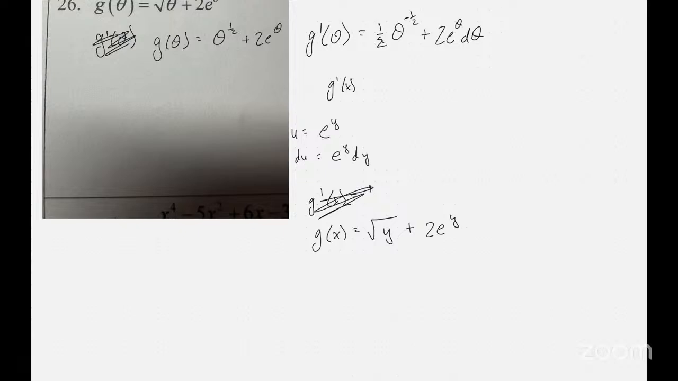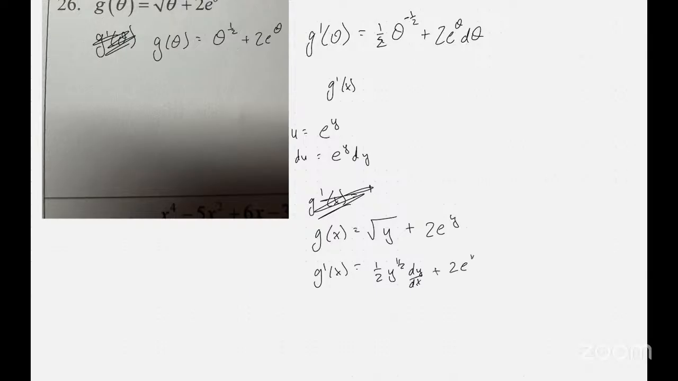So g prime of x equals 1/2 y to the 1/2 times dy with respect to x. That's the chain rule part. Plus 2e^y dy/dx. That's how you would do it.